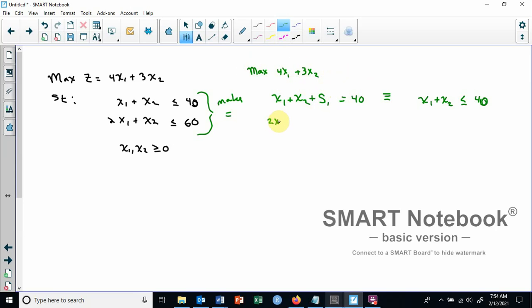And so let's look at the next one, 2x1 plus x2 is less than or equal to 60. We can fix this in the same way. Now, I don't want to just add the same slack variable, because if this is slacked by 20, this one doesn't necessarily have to be slacked by 20. So what I'm going to do is give each constraint its own slack variable.